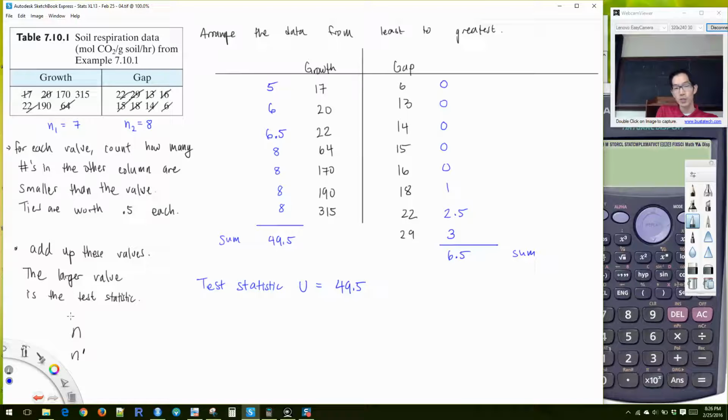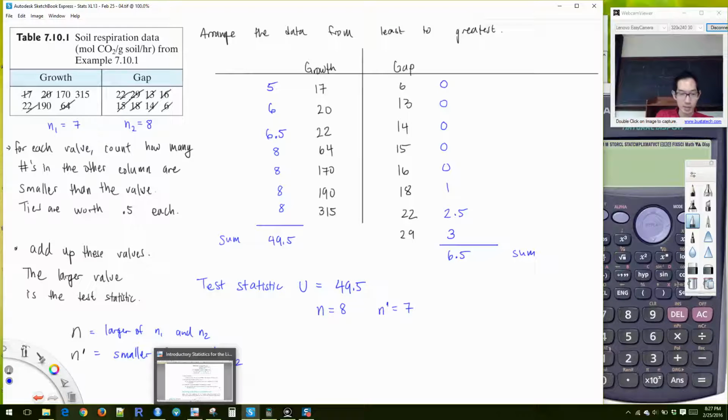What we do is we assign whichever of these two values is larger to n. So n is the larger of n1 and n2, and n prime gets the smaller of n1 and n2. So we've got test statistic U of 49.5, n will be 8, and n prime will be 7. And then we look this up in our table. That's it.